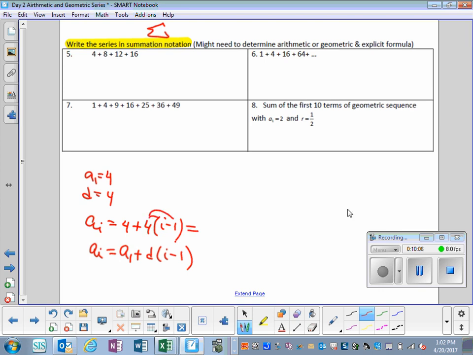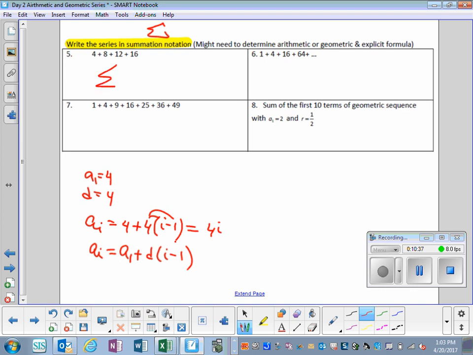So I distribute 4 in, so I have 4i, 4 minus 4, so 0. So just 4i, correct? Hold on a second. a_i equals 4i, correct? So if i equals 1, I have 4. If i equals 2, I have 8, and so forth. So now I have the formula for the term a sub i.